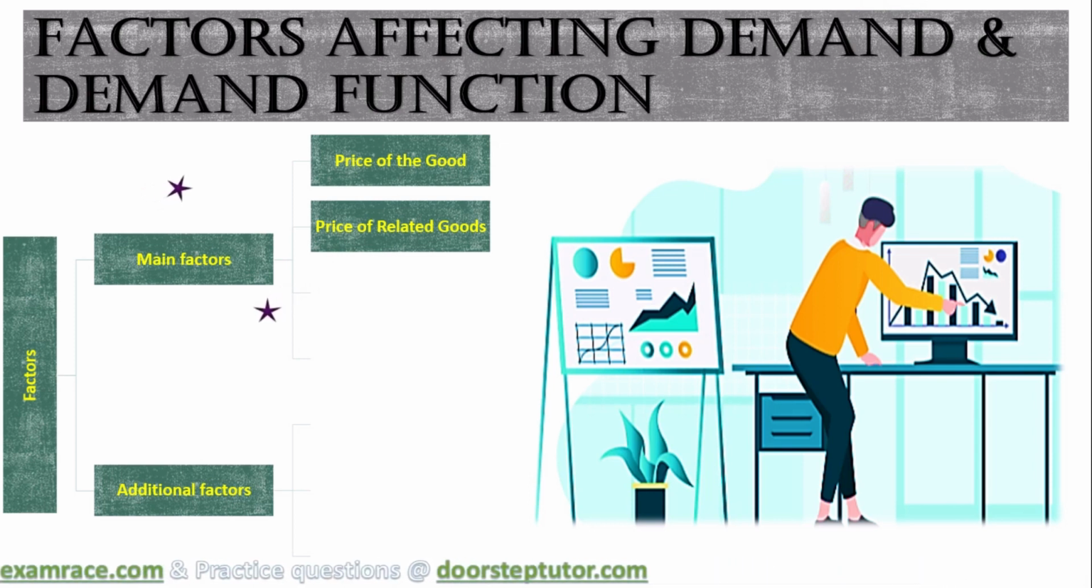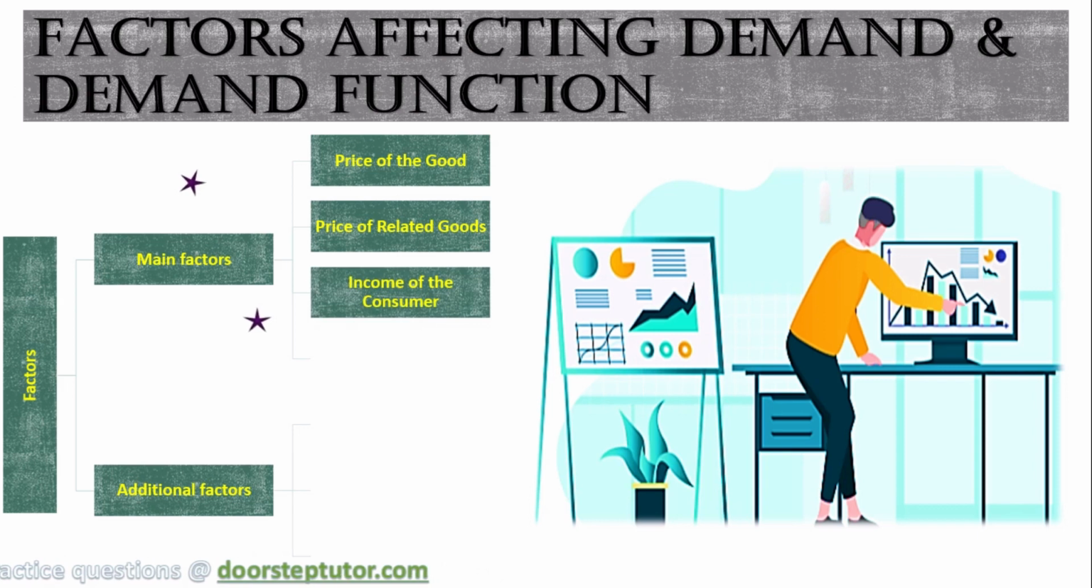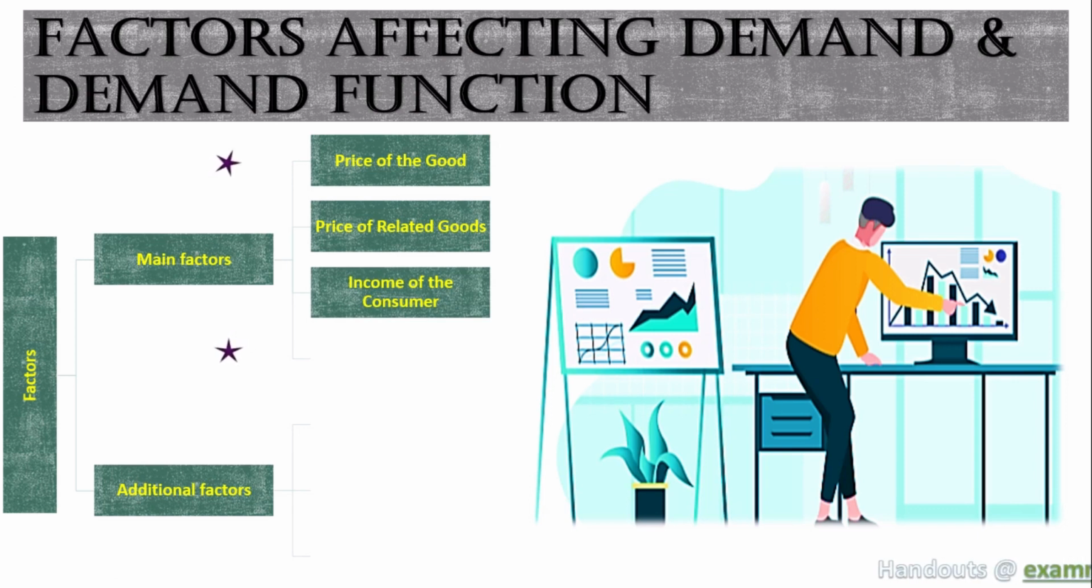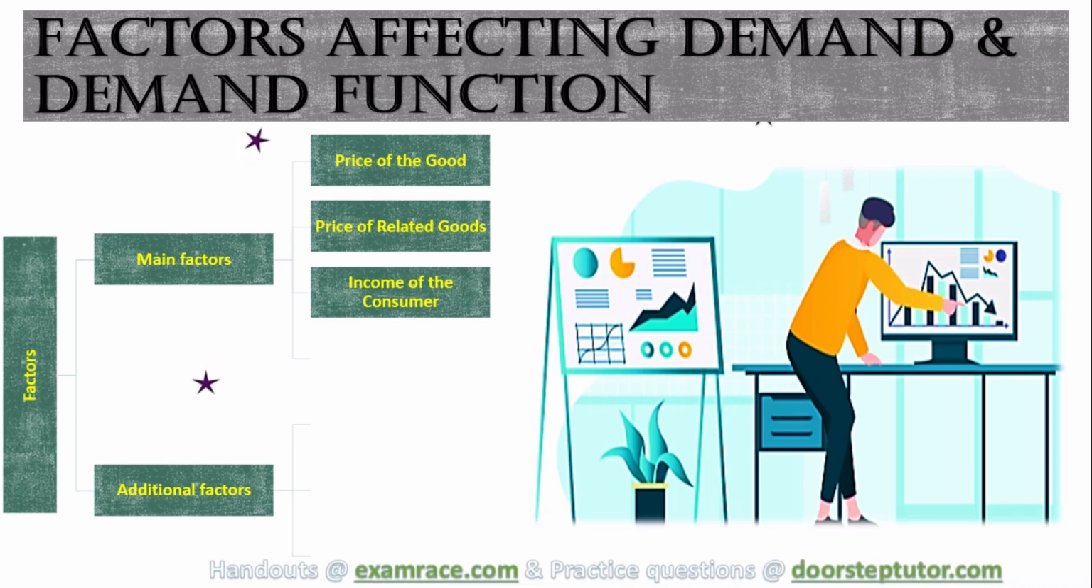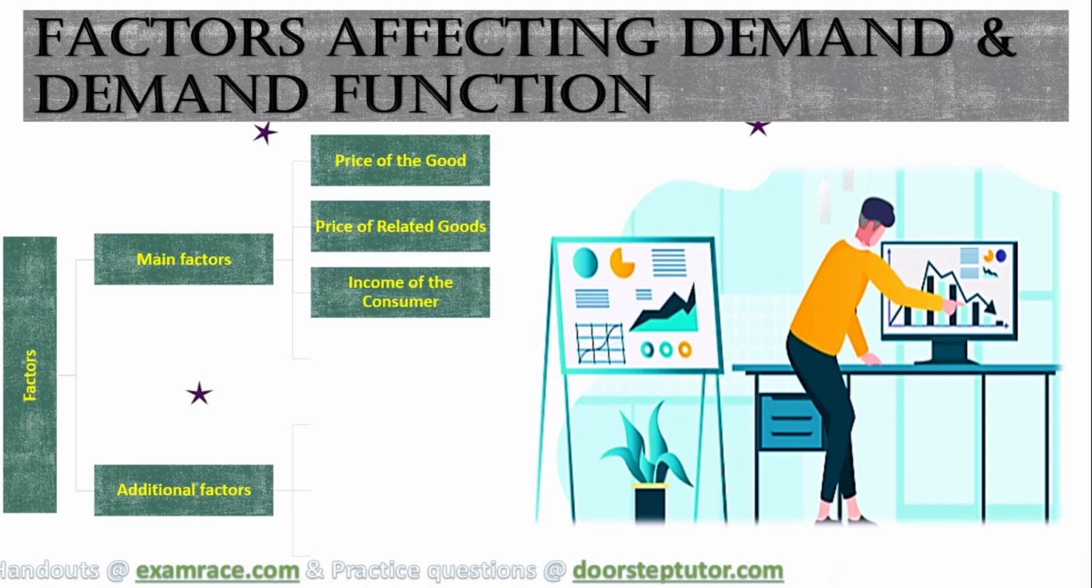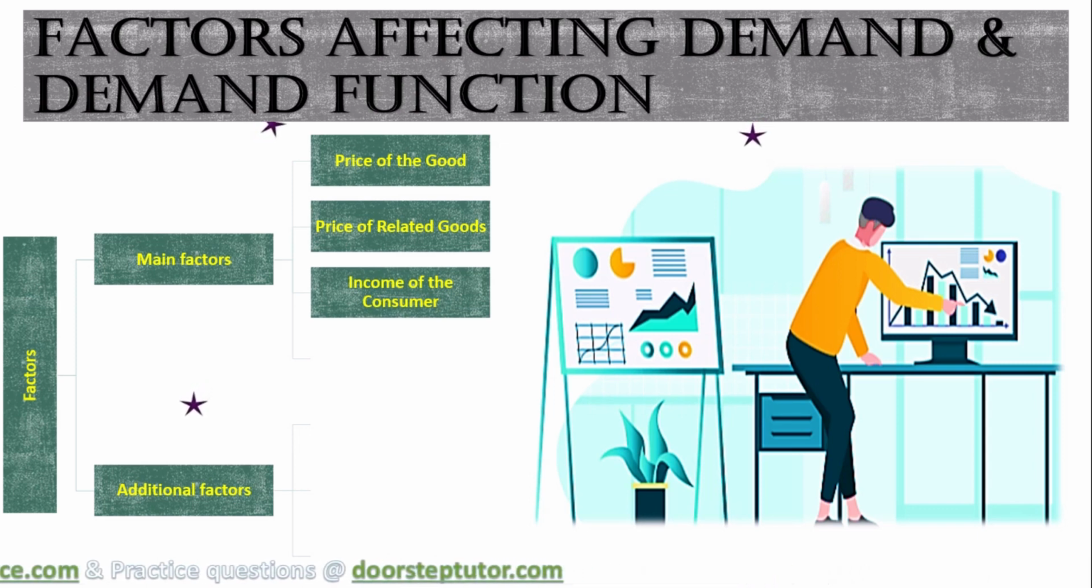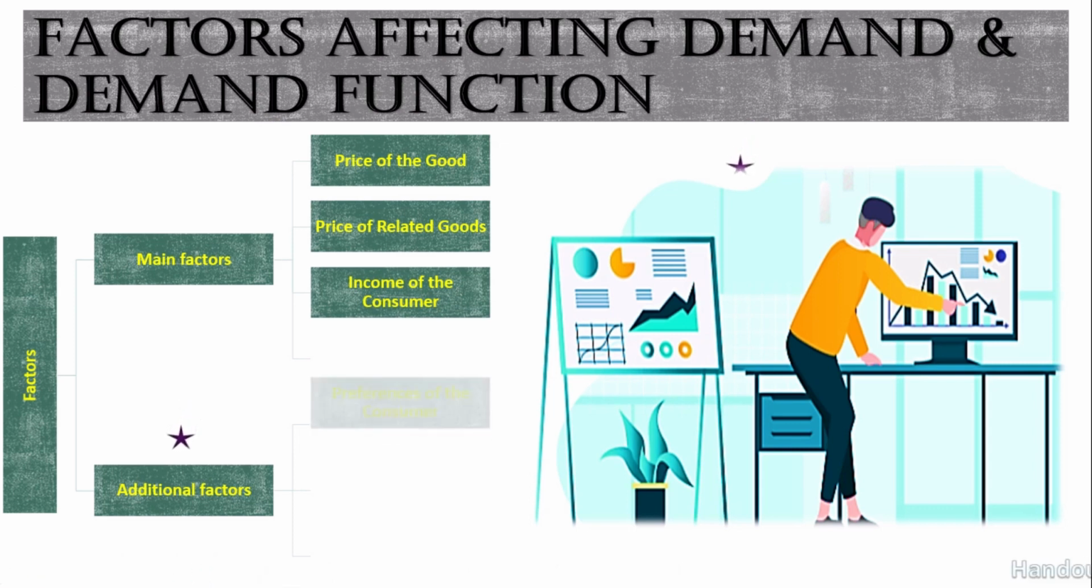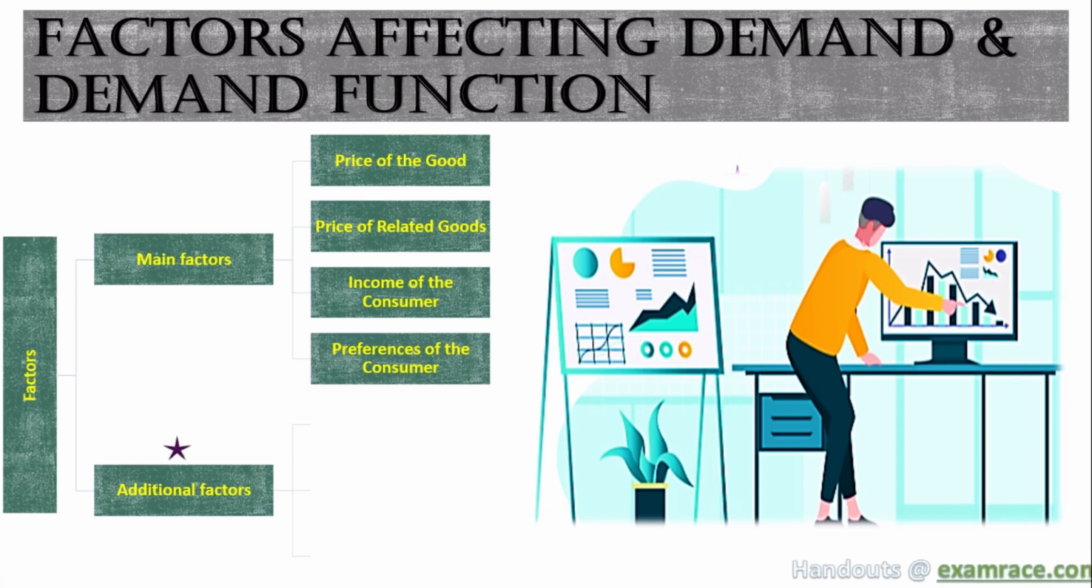Moving on to the next factor, which is income of the consumer. This factor means with fall in price of a good, consumer's real income or purchasing power rises and he demands more units of the commodity, specifying normal goods. Tastes and preferences is another factor that affects the demand of the commodity.